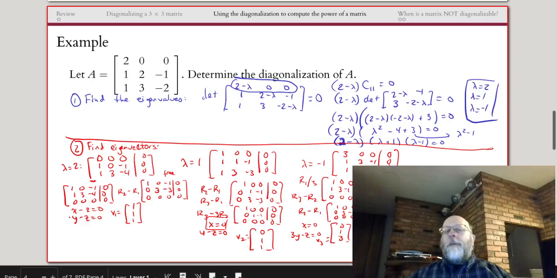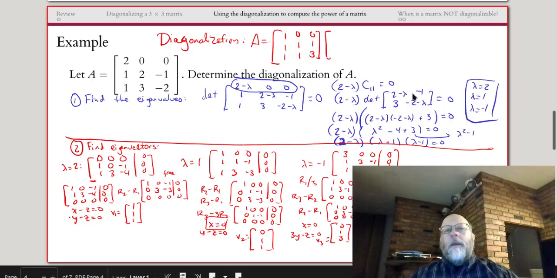And so that's our third eigenvector. We almost have the information we need for the diagonalization now. So the diagonalization is that A is equal to P D P inverse. P comes directly from the eigenvectors. So 1, 1, 1 in the first column, 0, 1, 1 in the second column, 0, 1, 3 in the third column. D comes directly from the eigenvalues, 2, 1, 0, 0, 0, 1, 0, 0, 0, negative 1.